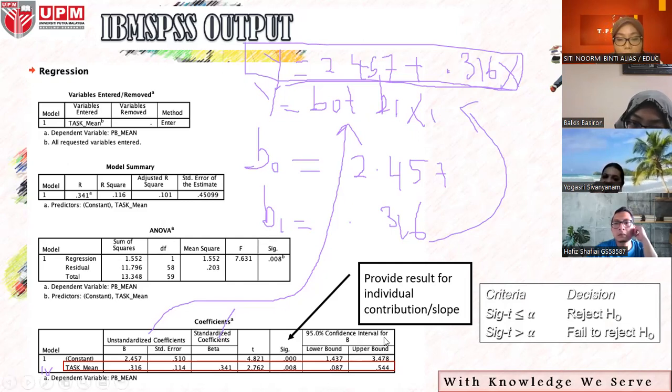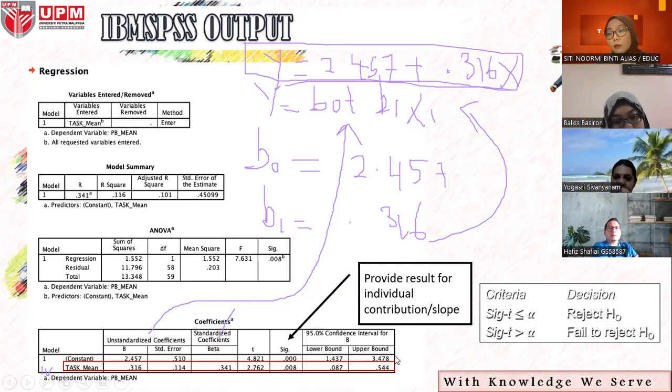Okay, so the 95% confidence interval for B, lower bound and upper bound, also can be used to make the decision. If 0 is located within the range, the result is not significant. If 0 is located outside the range, the result is significant. So the decision is based on the location of 0. In this case, since 0 is located outside the range of 0.087 to 0.544, we can conclude that the influence of IV toward the DV is significant.